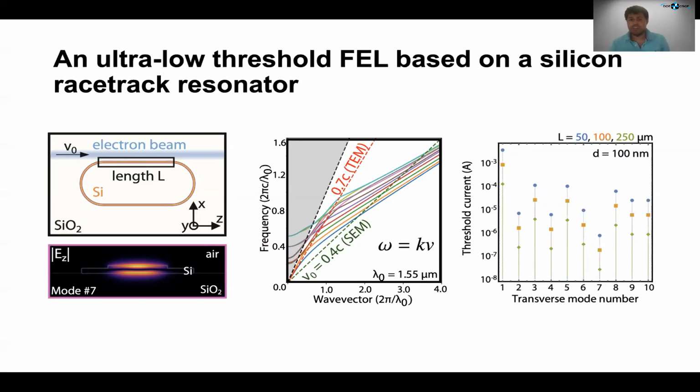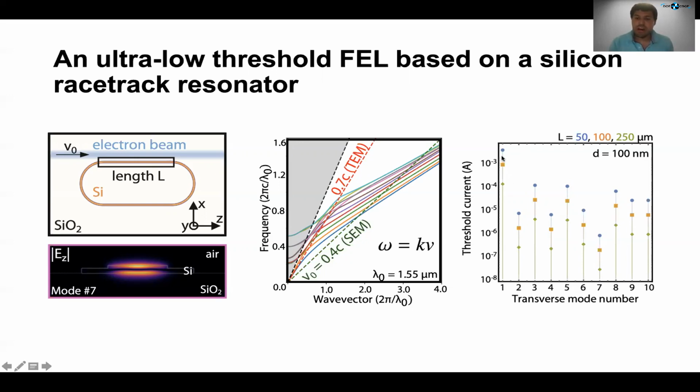This is called a phase matching condition. These intersections represent points where the electron velocity matches the velocity of the electromagnetic wave. And so you can see there are many modes that we can couple to, so we need a theory that can tell us how much gain is to be expected in each of the modes.